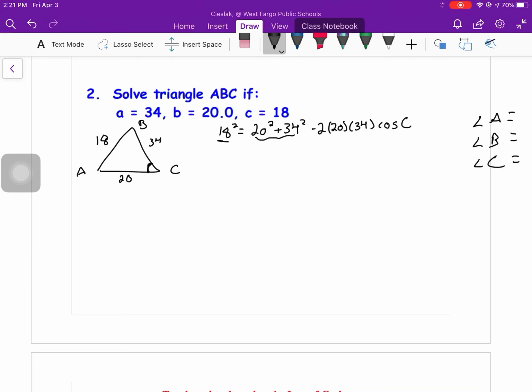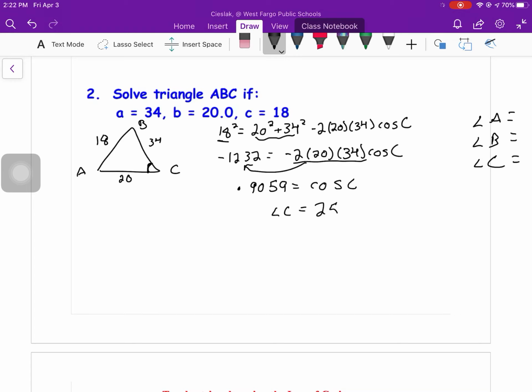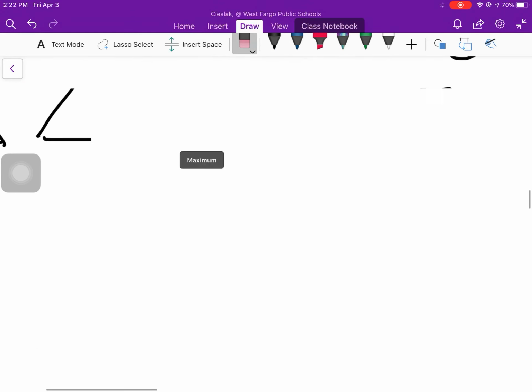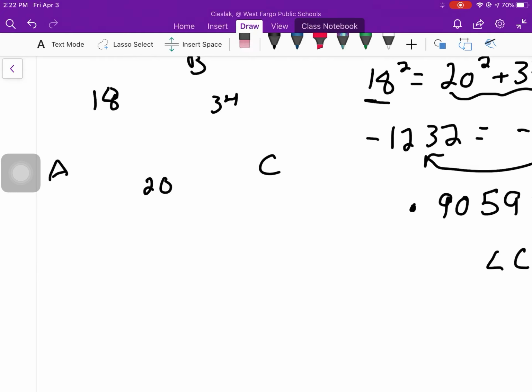Okay, so again, take 18 and square it. Subtract these two values squared. When you do that step, you should end up at negative 1232 is equal to negative 2 times 20 times 34 cosine C. Okay, now multiply all of these numbers together and then divide that out. You should come up with like 0.9059 is equal to the cosine of C. Take the inverse cosine. We should get angle C is equal to 25.1 degrees. So angle C we'll say is 25.1 degrees, which again is a rounded value, so be careful moving forward. If you have that stored in your calculator, use it.